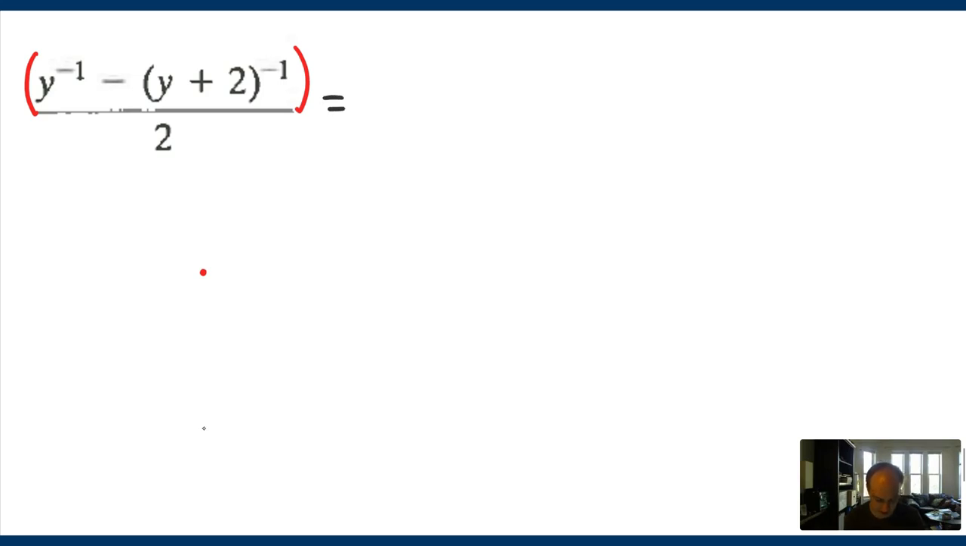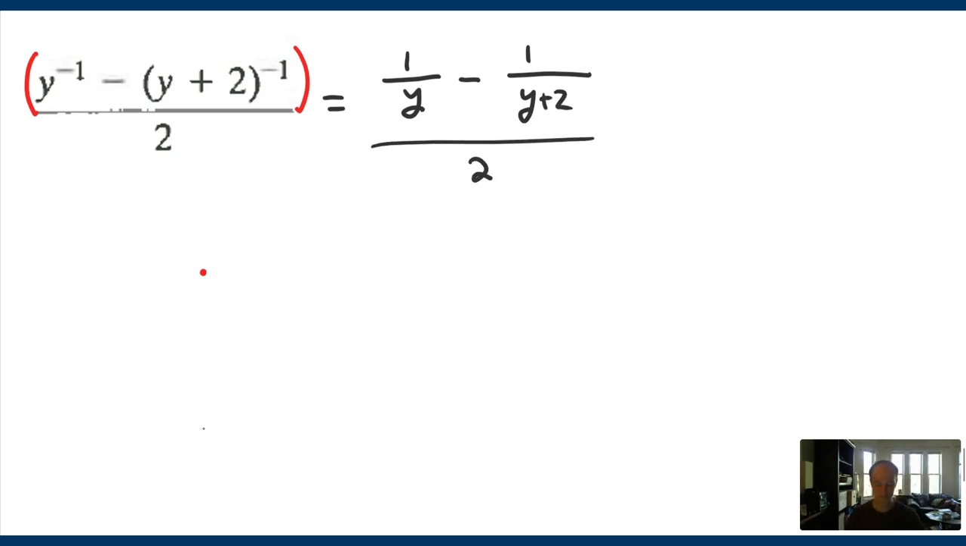Instead, the best thing to do is take y to the negative 1 and rewrite it as 1 over y. And same with the second piece. Now that 2 on the bottom isn't really that bad. It's eventually just going to be like multiplying by 1 half. So I think we're going to more or less ignore it for now and work with the top.